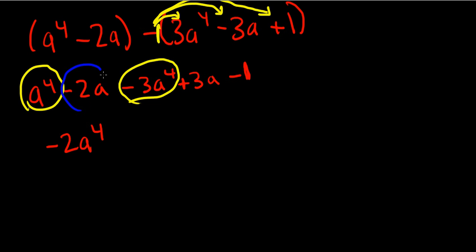Now we see that we have more like terms, negative 2a and positive 3a. When we combine them, we would get a positive 1a. Then the negative 1 we can just bring down, and that is our final simplified version.